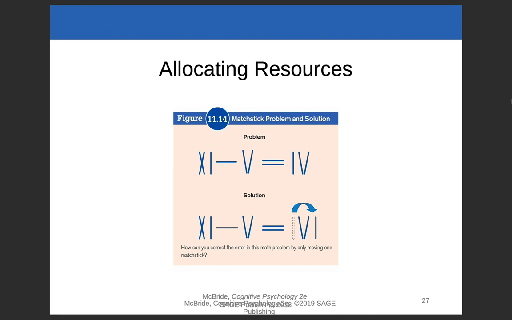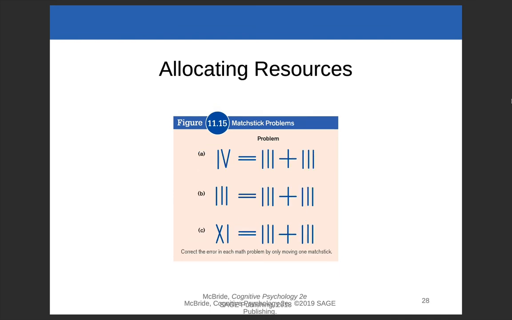So the solution to the problem is pretty straightforward. Essentially, you just move one matchstick over, and the solution has to be that you only move one matchstick. This one's pretty simple, right? You just move the matchstick over to make the IV turn into a VI, which is the number 6, and that corrects the problem. So here's another example.